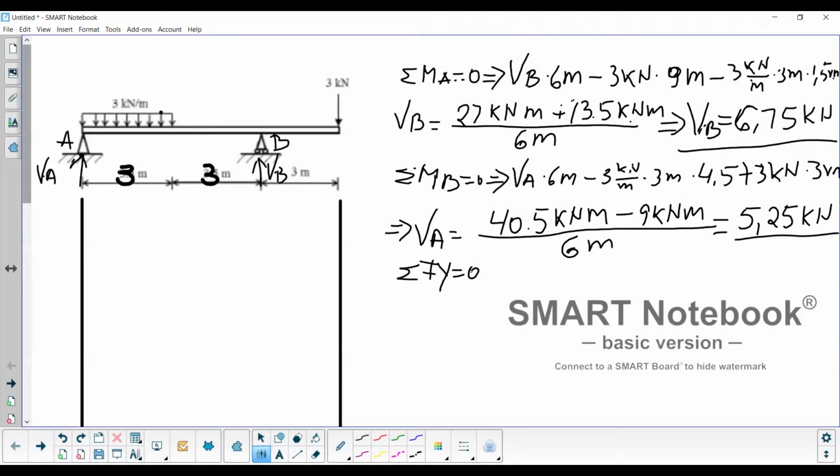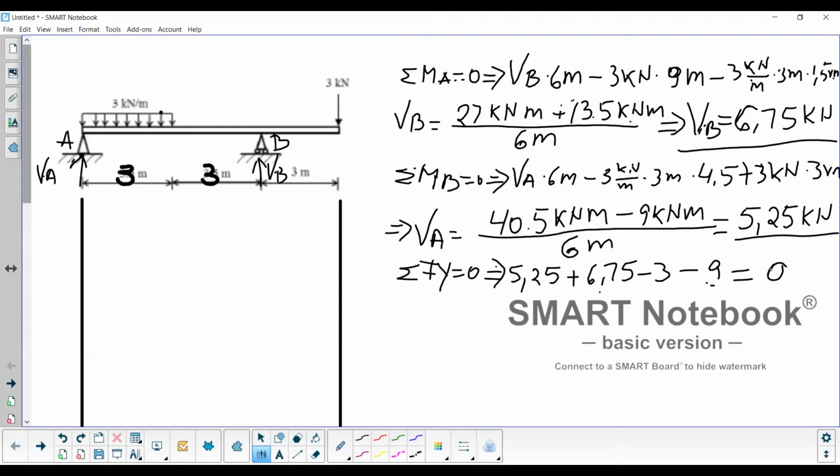Now sum of forces in Y direction equals 0. We're doing this just to verify that our reactions have been calculated correctly. So we'll have VA, which is 5.25, plus VB, which is 6.75, minus 3, minus 3 times 3, 9. So we have 12 minus 12 equals 0, which is true. That means we have calculated our reactions correctly.